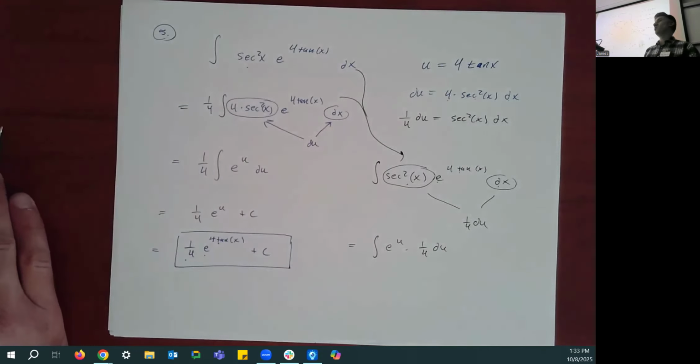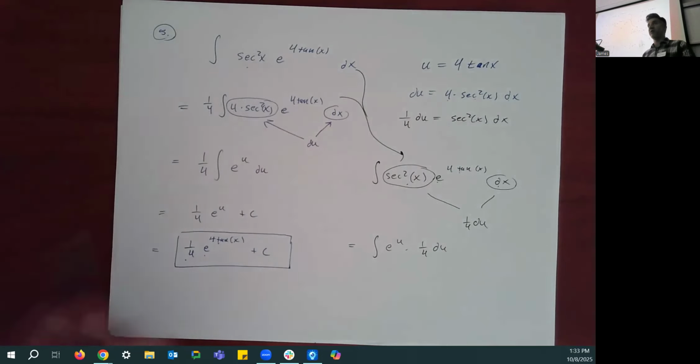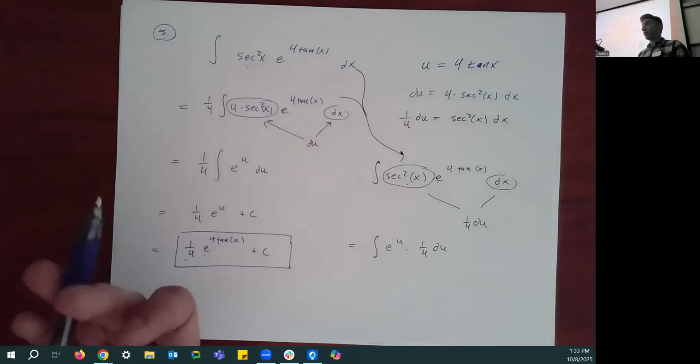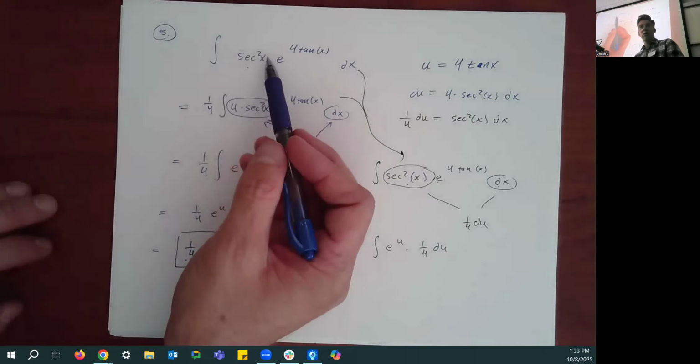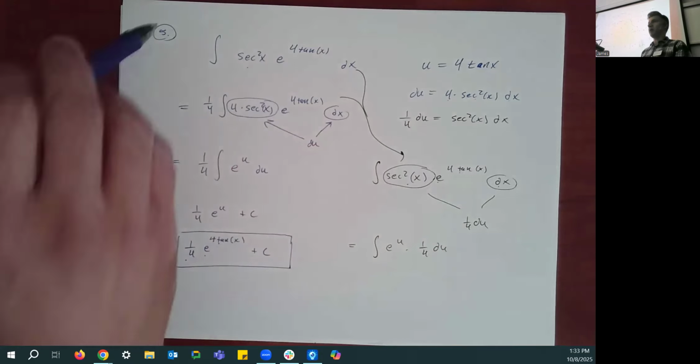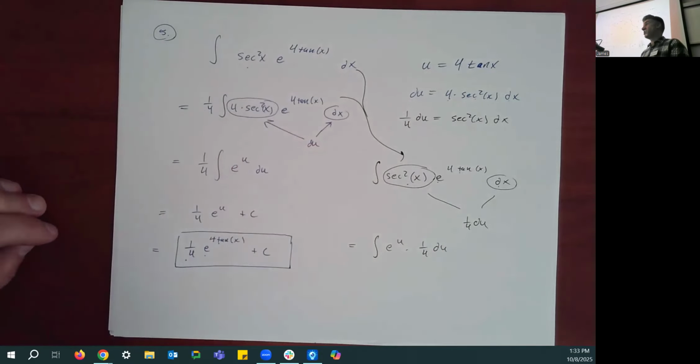I wouldn't encourage you to actually write down the derivative of your answer, but I would definitely encourage you to think about, if I took the derivative of this, would I actually get the thing back here? If you're using u-substitution to find the answer, you should be having to use the chain rule to take the derivative of your answer.